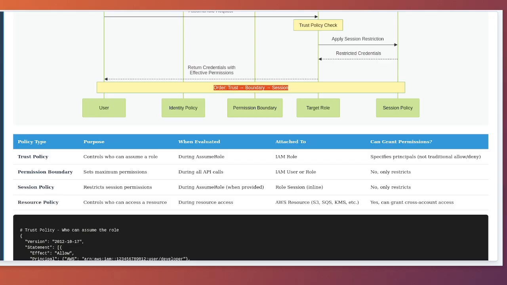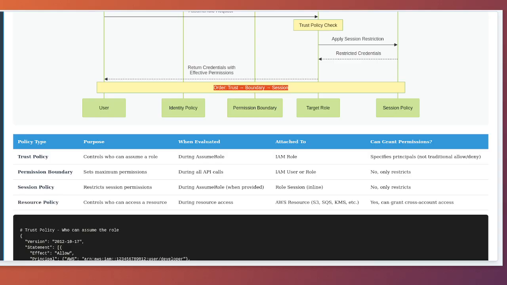This table clearly shows that trust policies are fundamentally different from the other two because they control role assumption rather than action authorization. Permission boundaries and session policies are similar in that they both restrict permissions, but they differ in when and how they are applied. Permission boundaries are permanently attached to an identity and affect all actions that identity attempts. Session policies are temporary and only affect a specific role session.